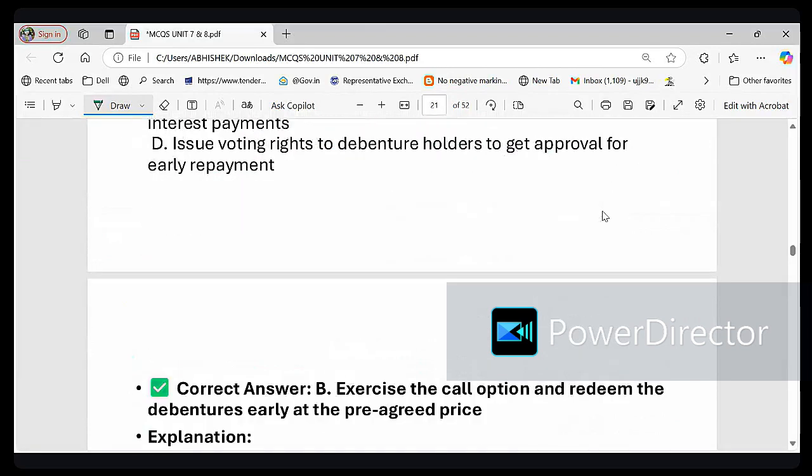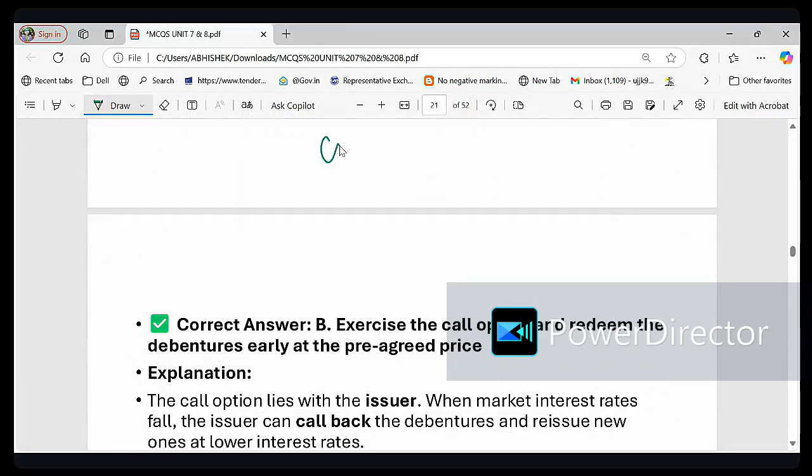One thing I want to ask you: who holds the call option? Option A, investor. Option B, the company. What do you think? Who holds the call option? Please answer.